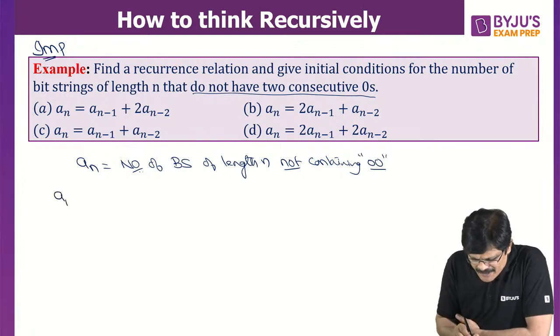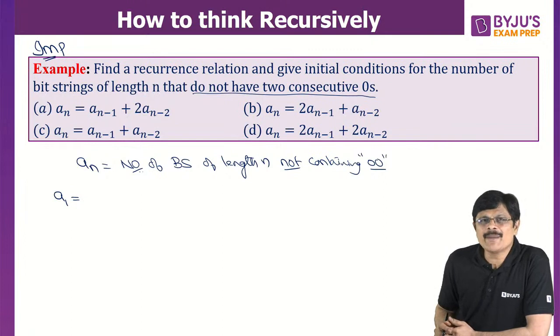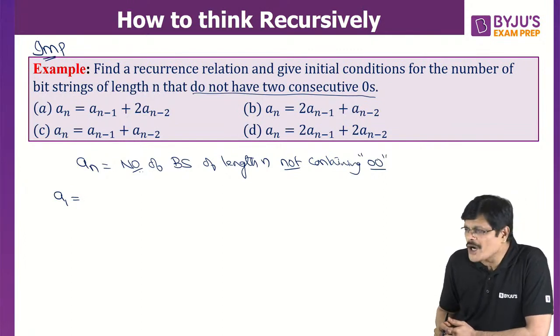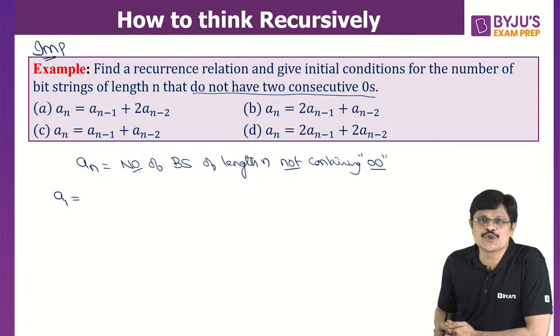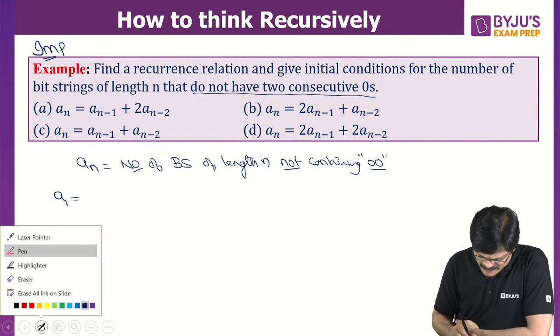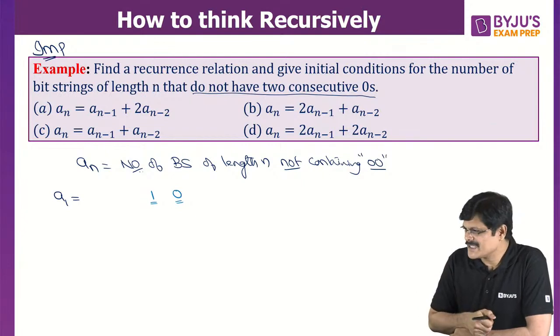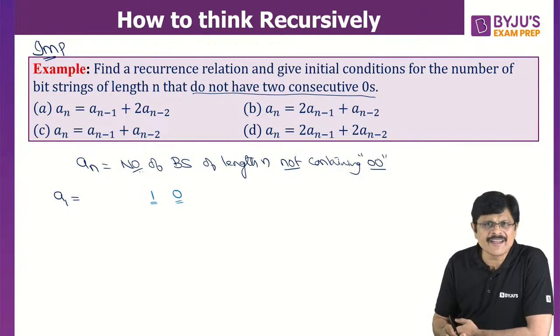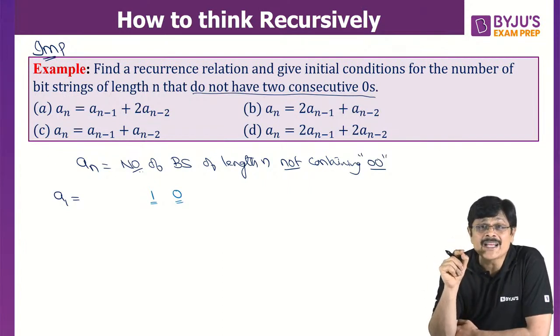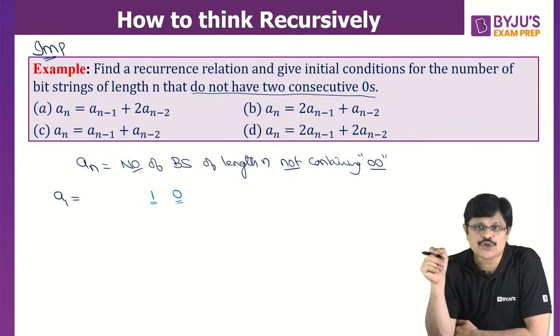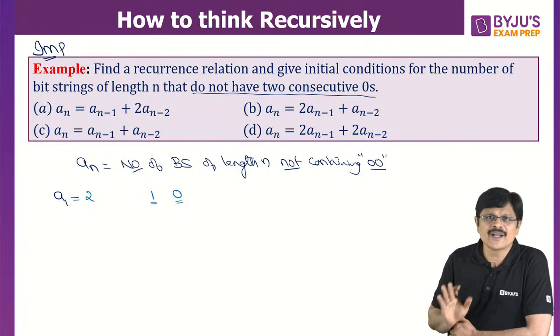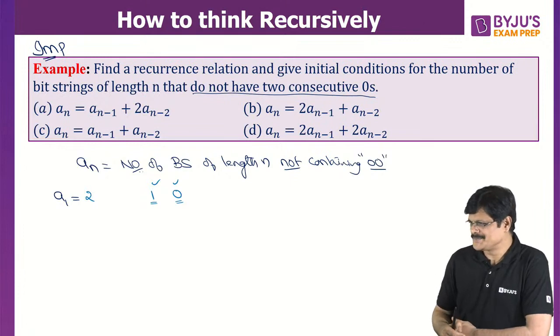Now, what will A1 be? How many binary strings of length 1 do not contain 0 0? See, what will a binary string of length 1 be, sir? Either 1 or 0. In this there is no 0 0. Even in this 0 0 is not there. Correct or not? So how many binary strings of length 1 do not contain consecutive zeros, or do not contain the pattern 0 0? Both are not containing 0 0. So 2 are there. How many such fellows are there? 2 are there. Got it?